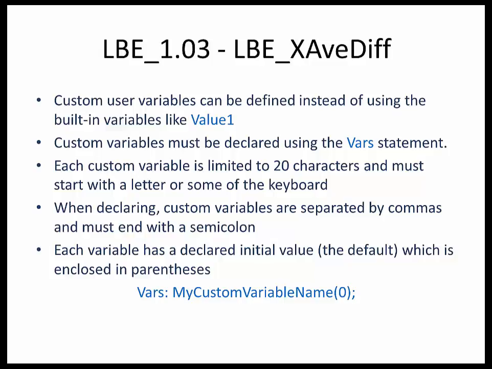Each custom variable is limited to 20 characters and must start with a letter or some of the keyboard characters like £ sign and $ sign. And much like inputs, when declaring custom variables, they are separated by commas and the last one must end in a semicolon. Each variable has a declared initial value called the default value, which is enclosed in parentheses.